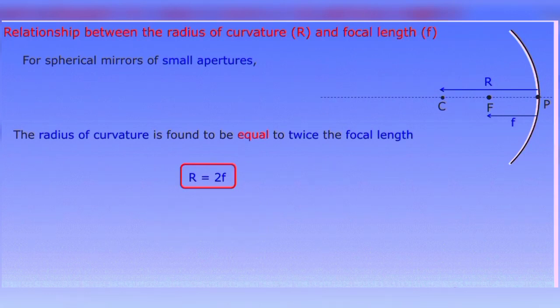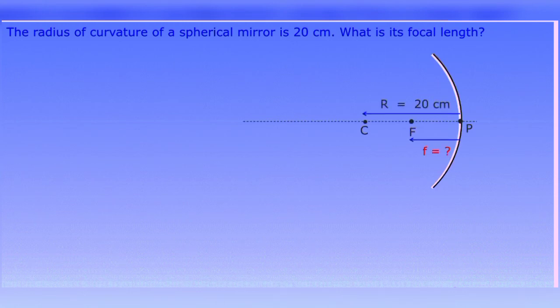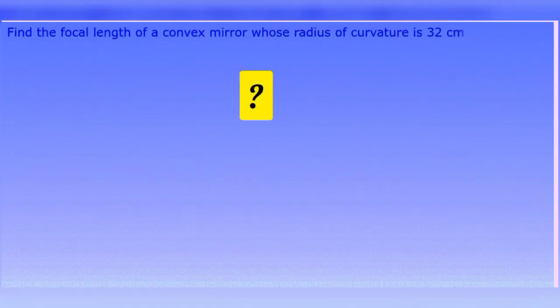Let us take an example. The radius of curvature of a spherical mirror is 20 cm. What is its focal length? We know the relation R is equal to 2 times F. That means focal length F is equal to R divided by 2. That is equal to 20 upon 2, which is equal to 10 cm. Next, find the focal length of a convex mirror whose radius of curvature is 32 cm.